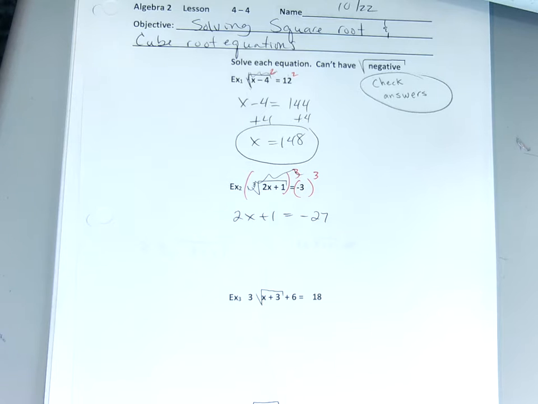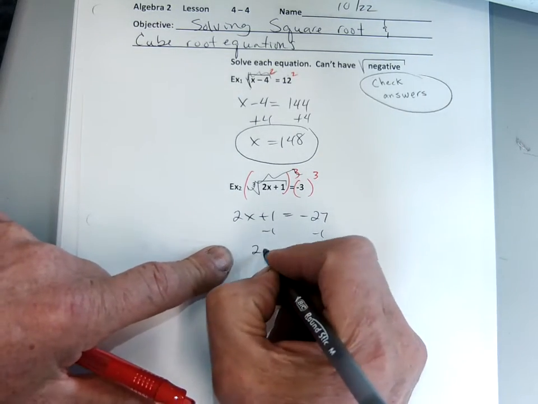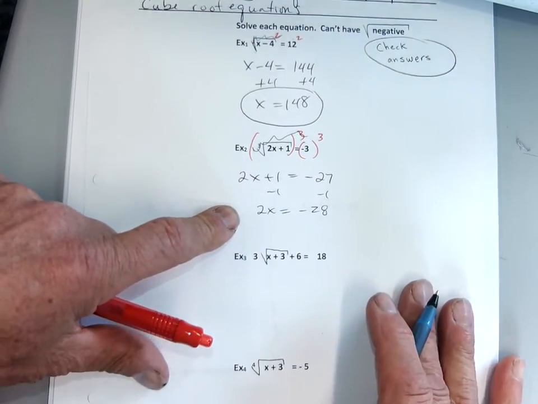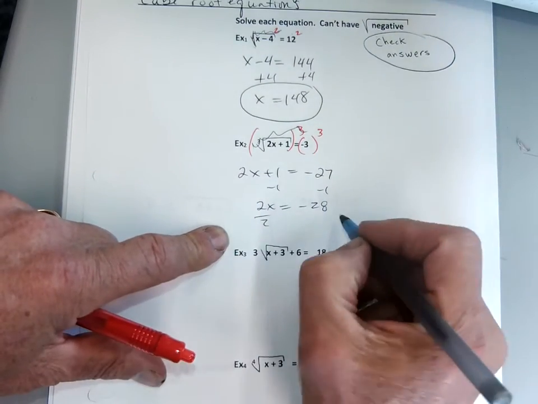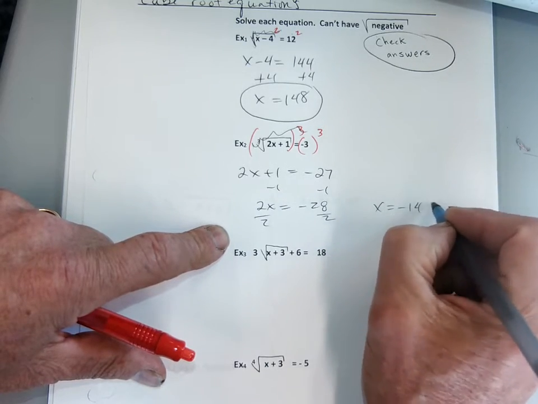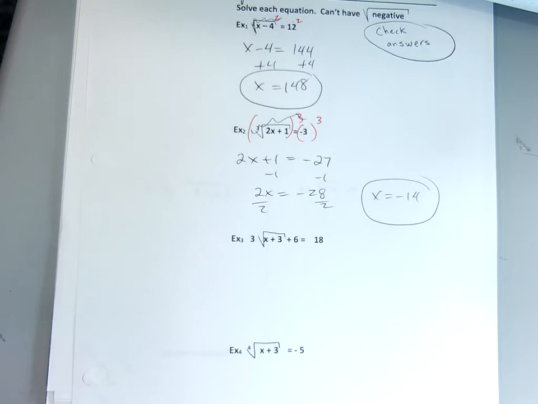And then it gets easy, right? Minus 1, then we'll divide by 2, but I'll show it. So now to solve for x, we'll just go minus 1, 2x equals negative 28. Divide by 2, x is negative 14, okay? How am I doing? This isn't bad, is it? I know you can do this.